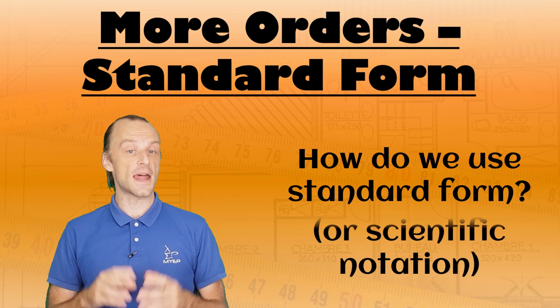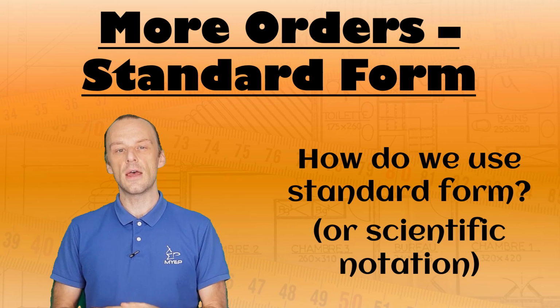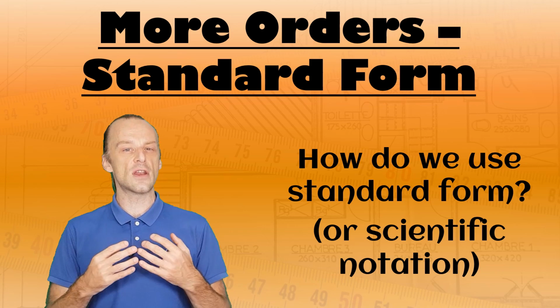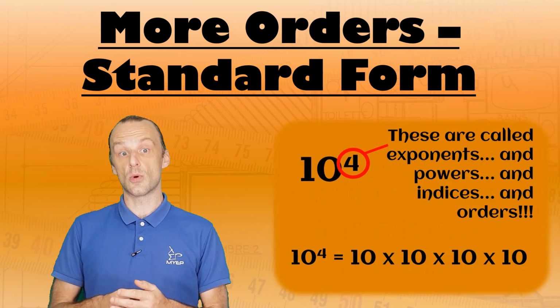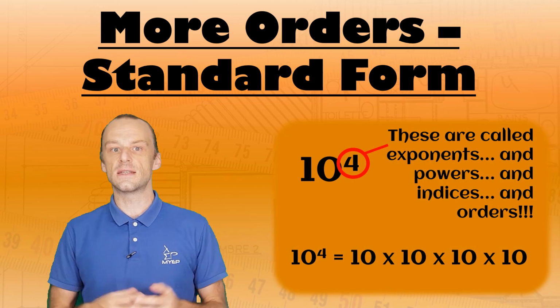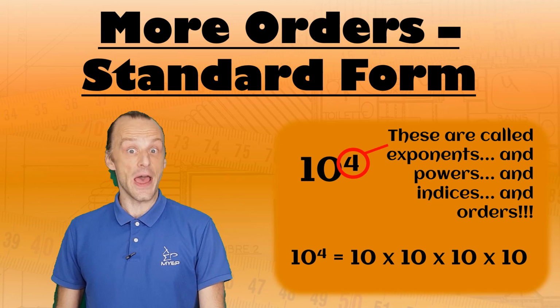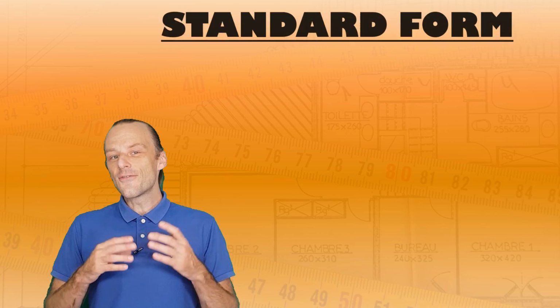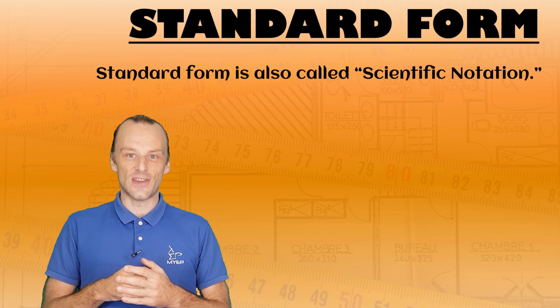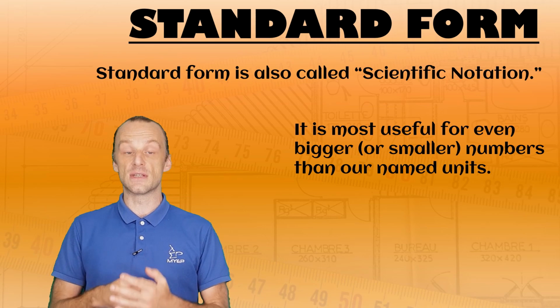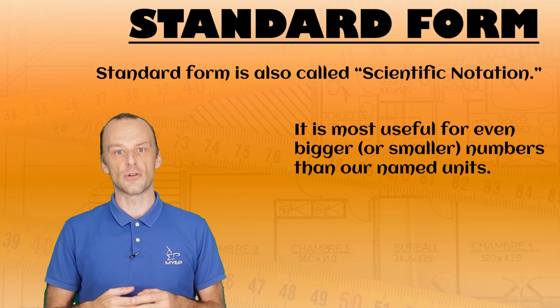But there is another way that scientists can use to make numbers bigger or smaller conveniently, and that's what we're going to look at now. It's called standard form, and to learn about this you should have an idea about how exponents work, or powers, or indices, or orders. Why does this part of maths have so many names? I don't know. Standard form is also called scientific notation, and it's most useful for even bigger or smaller numbers than our named orders of magnitude from before.